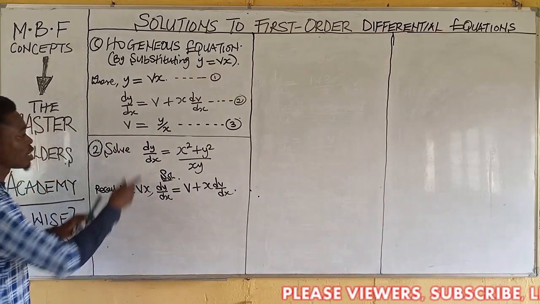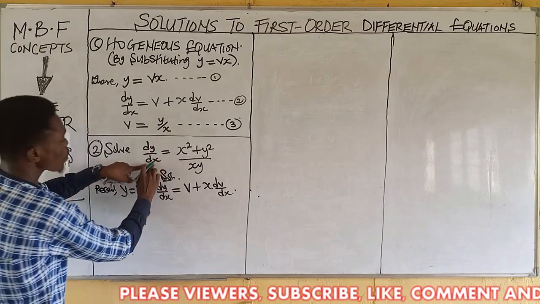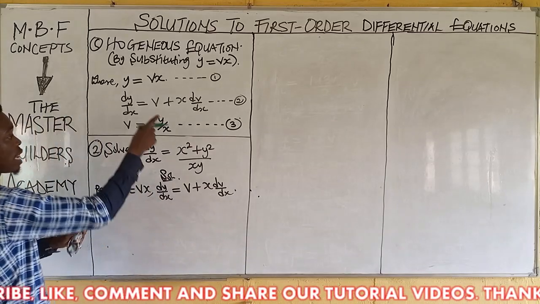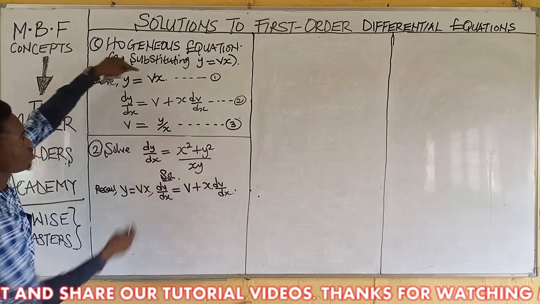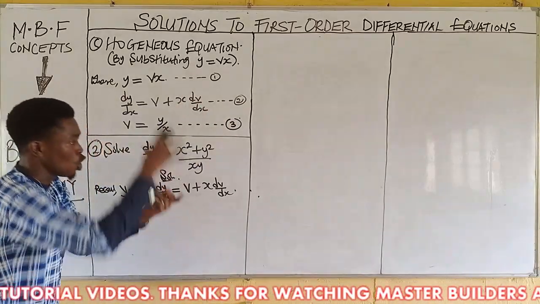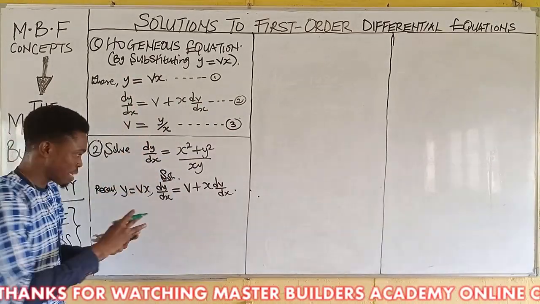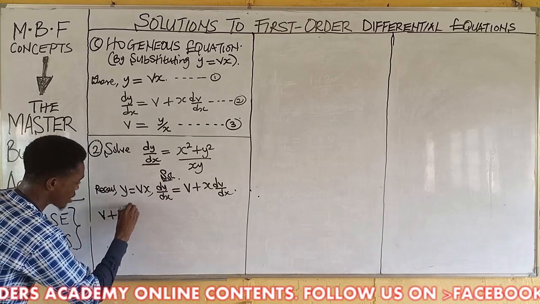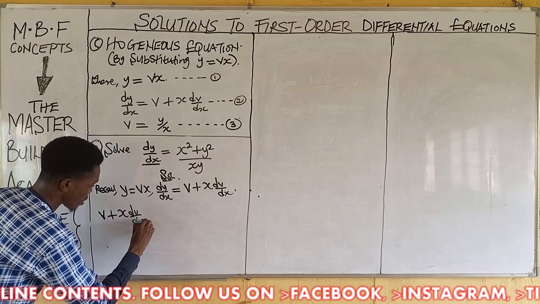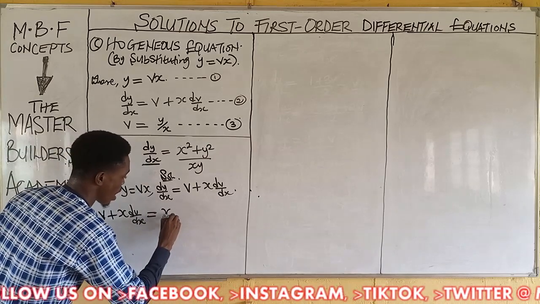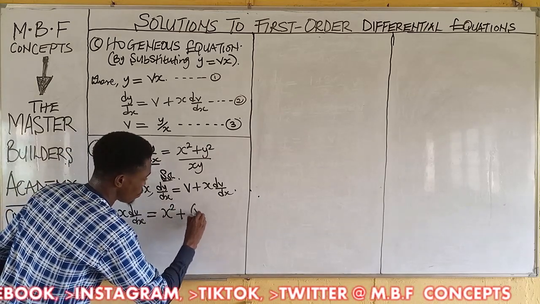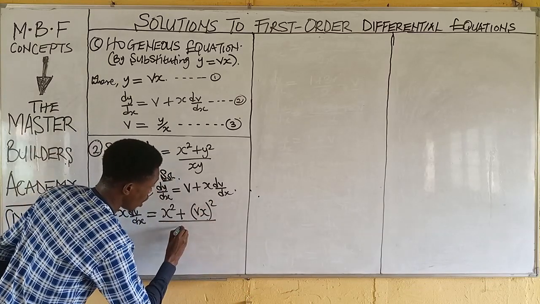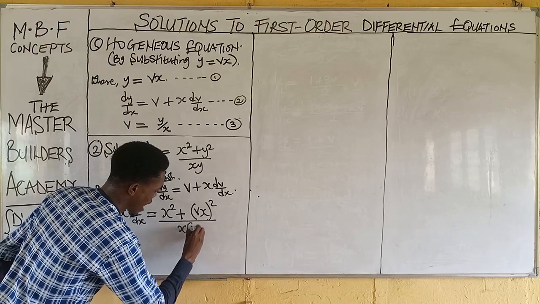Now, what we need to do is replace dy over dx with equation 2, which we already stated here, and we are going to replace y with what? vx, which is equation 1. Like I explained earlier, you substitute equation 1 and 2 at the same time. Now let's do that. So we will replace: v plus x dv over dx is equal to x squared plus vx all squared. Don't forget that this is y squared, so all over x multiplied by y, which is vx.